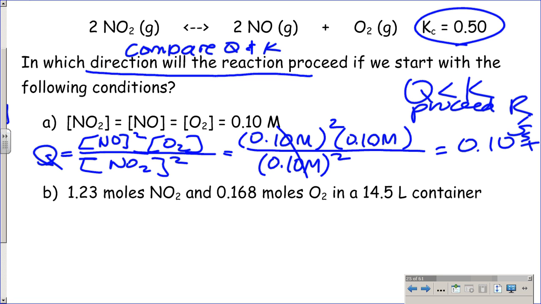Okay, how would you do the next one? You would use the Q equation and do the moles over liters for each one. Right, you would calculate your own molarities with moles over liters. And then you would assume the other one is 0. In this case, NO is 0, so you can't subtract something from nothing, so which way does it have to proceed? It has to proceed right.